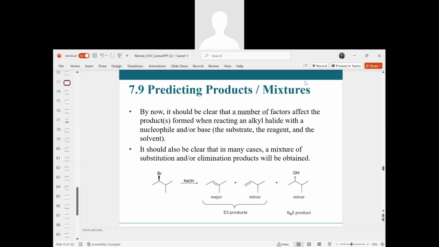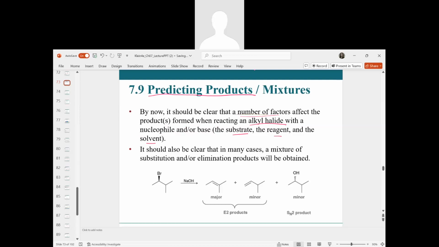In this video, we'll review section 7.9 and the process, specifically how to predict which products we would be given a certain substrate and reagent. So we've seen a number of factors affect which products will be formed when we react alkyl halides with either a nucleophile or a base. Again, the substrate is our alkyl halide, and the reagent/solvent can be our nucleophile or our base. We can also see that a mixture of substitution and elimination products can be obtained.